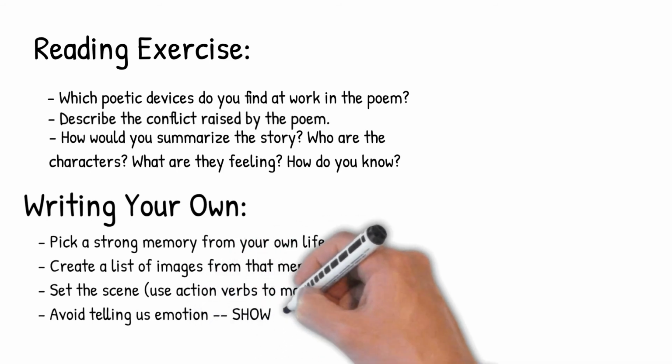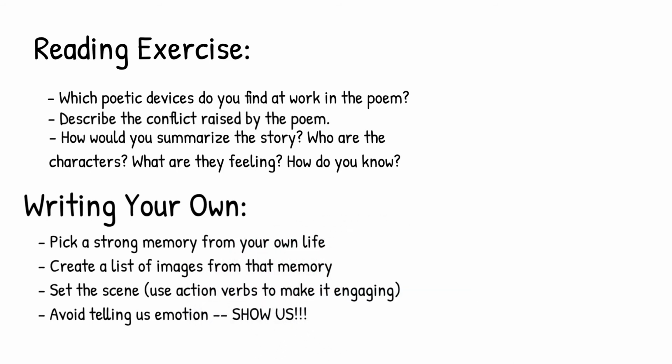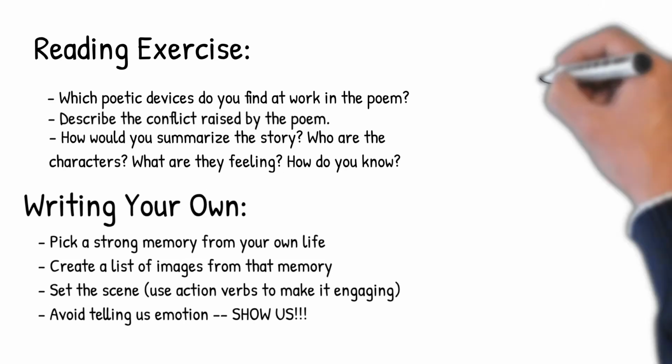Then set the scene, but use action verbs to make it more engaging. Don't just show us a railing, have somebody interact with that railing. For instance, in the poem that I offered, the first line, my son dangles his limbs through the rungs in the rail. That is an active image. My son is dangling. I'm not just saying there's a railing here. I'm having my son interact with that railing. So whenever possible, try to use action verbs to try to make it more engaging for us.